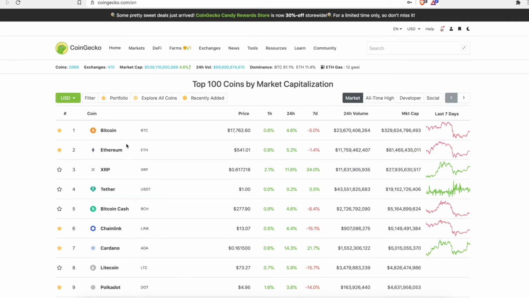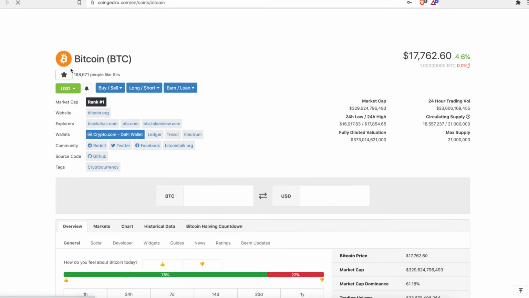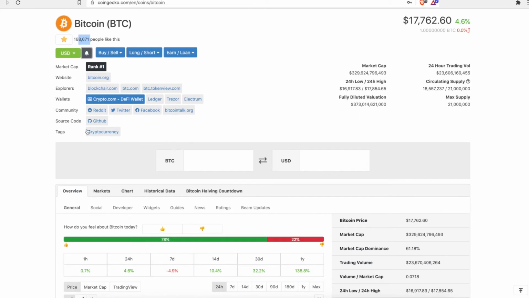This is also another feature I like. So I want to go to Bitcoin. So Bitcoin, it's favorited, obviously. Almost 200,000 people like it. It's just what it is. You can set an alert. So when Bitcoin goes down 20%, you can set it up on your phone that says, hey, look, Bitcoin's down 20%. Or, hey, look, it's up 20%. Better see what's going on. So you don't have to watch it 24/7.